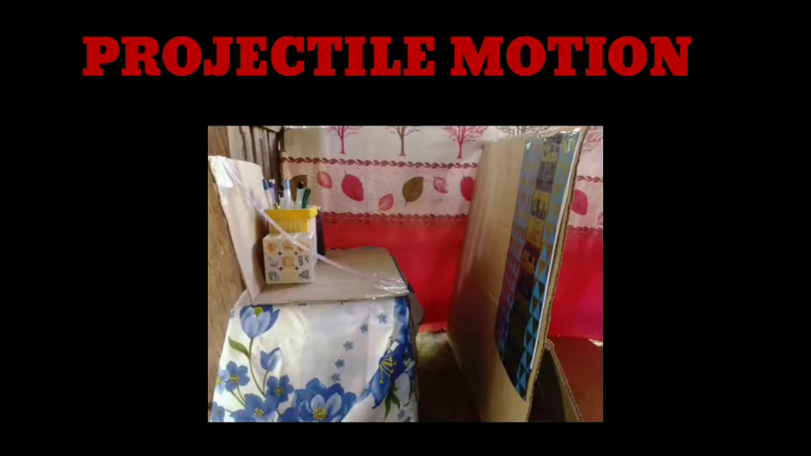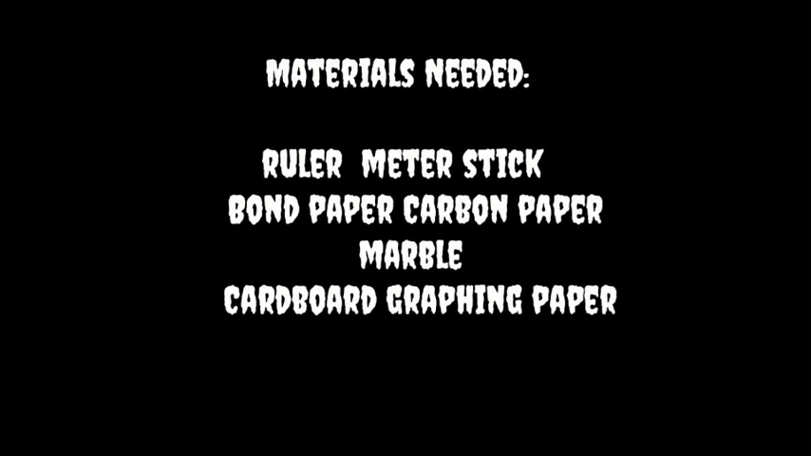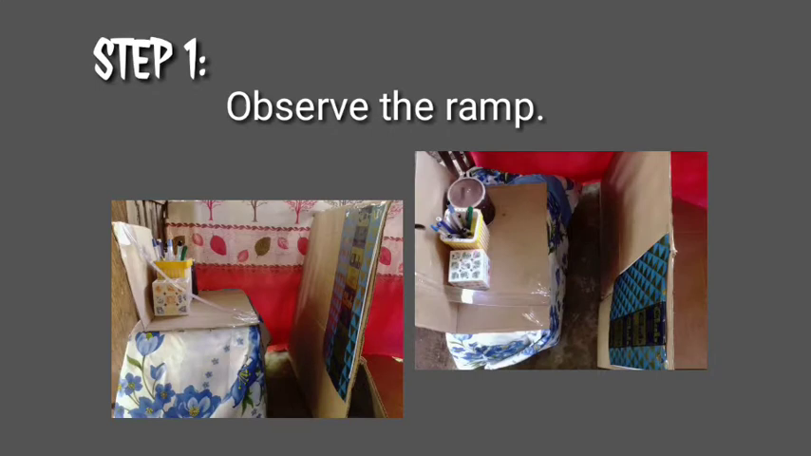For more ideas about what projectile motion is, I have here a demonstration to illustrate further the concepts of projectile motion. Please watch carefully, and I encourage you to take down notes on the important ideas or concepts as I demonstrate this topic. These are the materials needed: a ruler, meter stick, bond paper, carbon paper, marble, cardboard, and a graphing paper. Observe carefully the figure shown below.